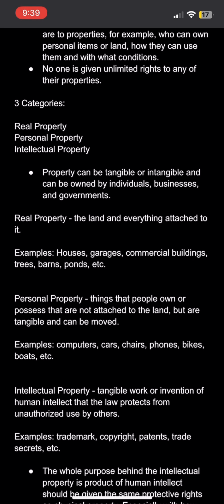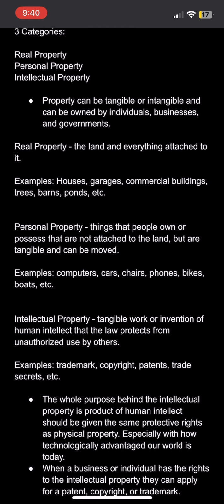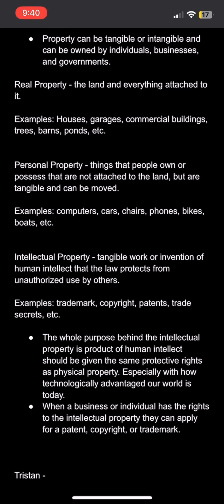Real property is the land and everything attached to it. Examples of this would be houses, garages, commercial buildings, trees, barns, ponds, things like that. Personal property would be things that people own or possess, not attached to the land, but that are tangible and can be moved. Examples of these would be computers, cars, phones, bikes, boats, things like that.